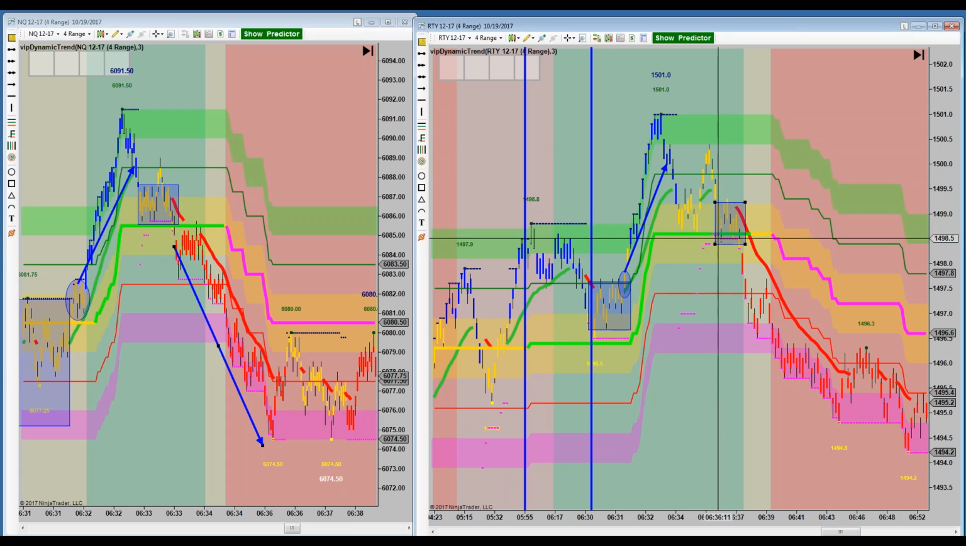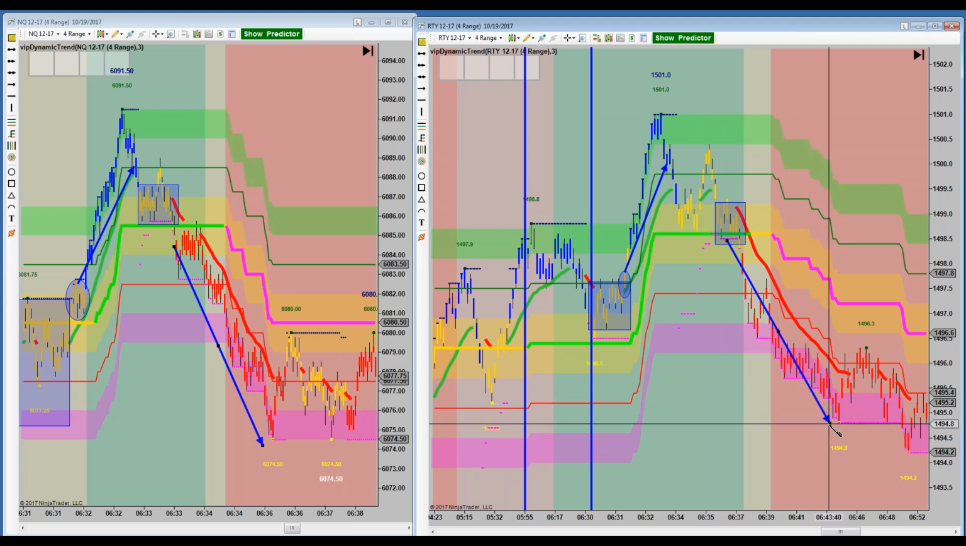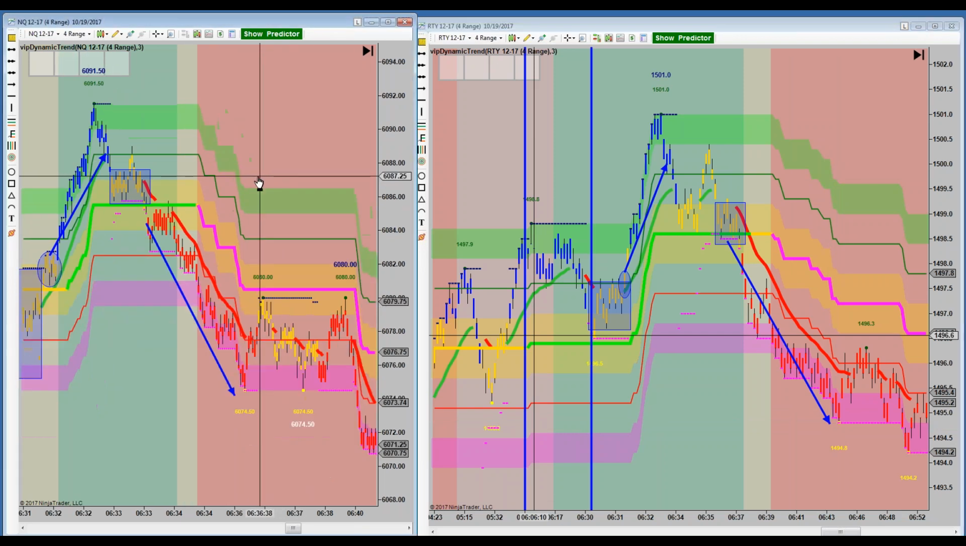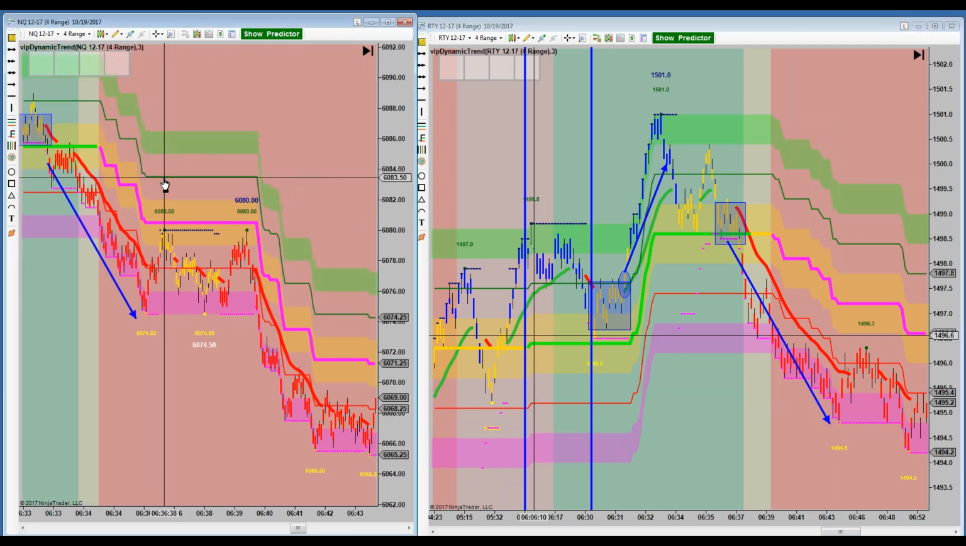Trade this either way. There's a strong likelihood that this thing's going to break down. And sure enough, it did. It followed it right down. Everybody see that? I mean, look at the difference. This is 6:43 by the time this move happened, and 6:43 on NASDAQ is all the way over here.